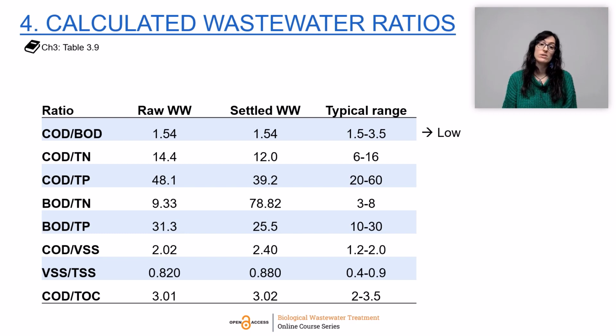First, the COD-BOD ratio, we can see that it falls within the normal ranges, but is closer to the lower threshold. And this indicates that a substantial part of the organics in the wastewater will be easy to degrade biologically. The COD to total nitrogen ratio can be considered medium-high. And this indicates that probably there will be no need to add external carbon source for good nitrogen removal. The COD to phosphorus ratio can also be considered medium-high.